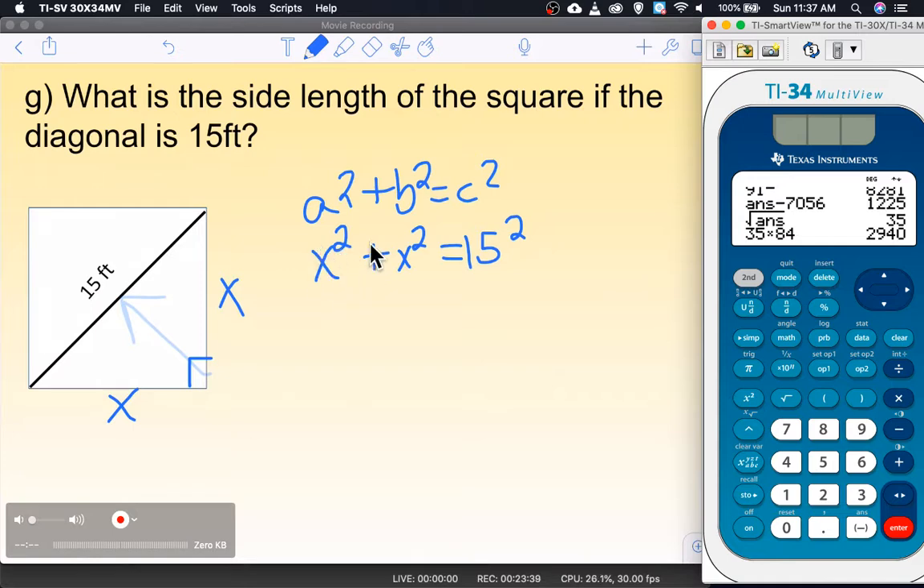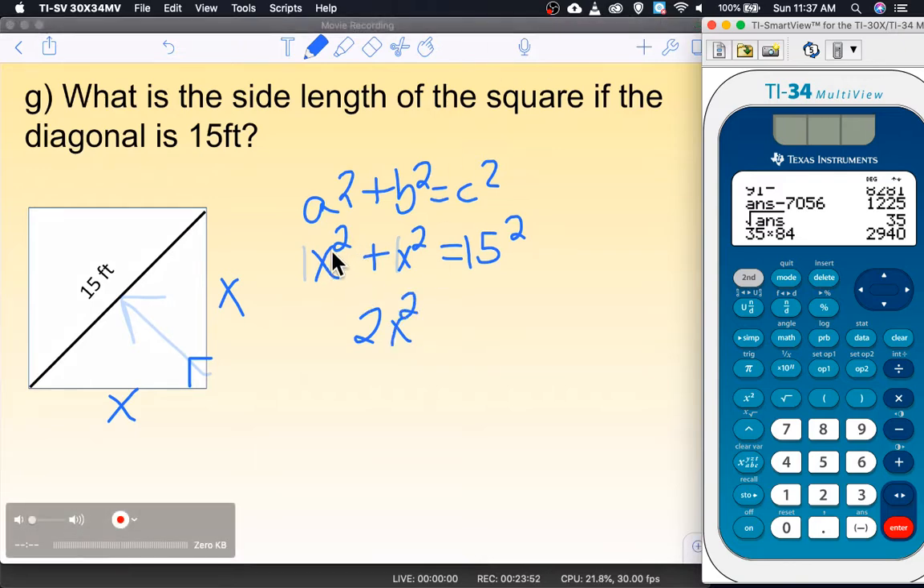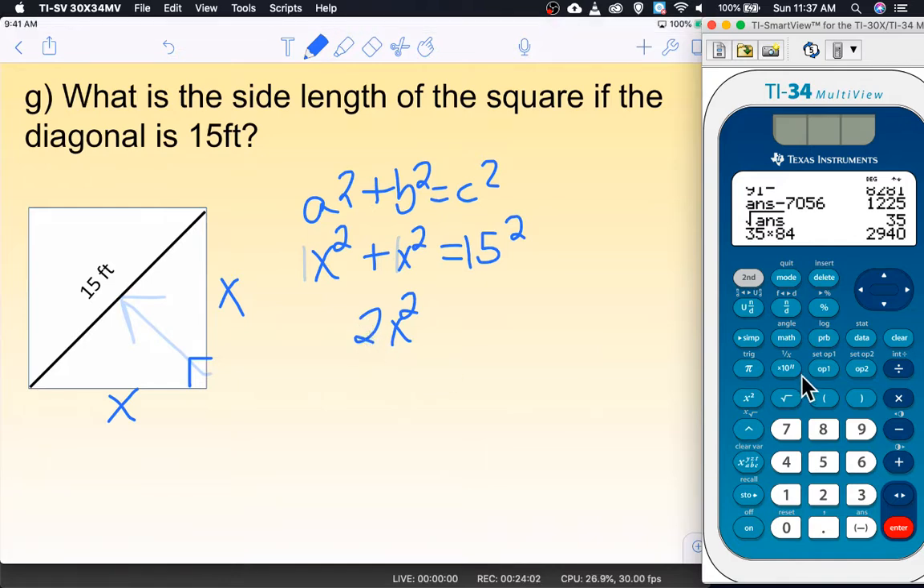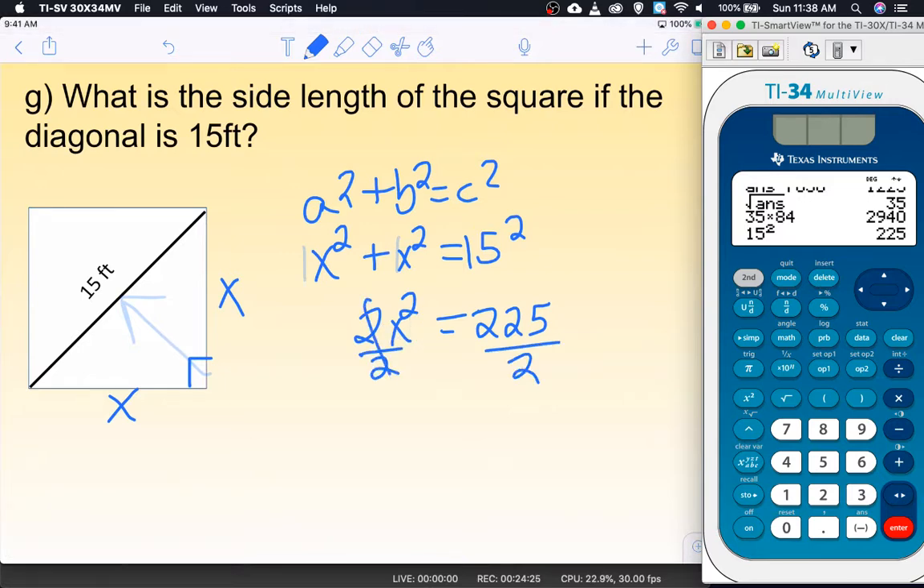If I'm going to take x squared and add x squared, we can do this. What is 1x squared plus 1x squared? It is 2x squared. Because they have the same variables, we can add these things together. And 15 squared is 225. Now to solve this equation, we've got a slight difference in how we're going to solve this. Instead of subtracting the thing away like we've done before, because this is a multiply, that's 2 times x squared, we're going to divide by 2 on both sides.